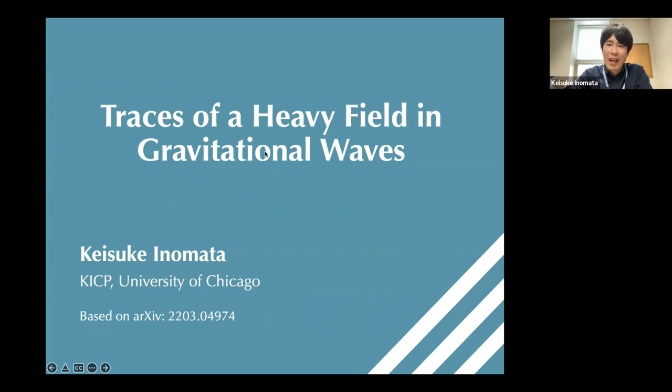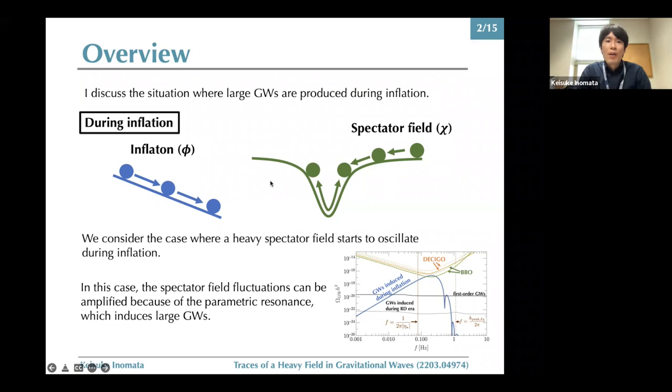Okay, so now let me show you the overview of this work. I discussed a situation where large gravitational waves are produced during the inflation. This is a schematic picture that I consider. I consider a spectator field which starts to oscillate during the inflation. In this case, the spectator field fluctuations get amplified significantly because of the parametric resonance, and the amplified scalar field fluctuations induce large gravitational waves. So this is the gravitational wave spectrum.